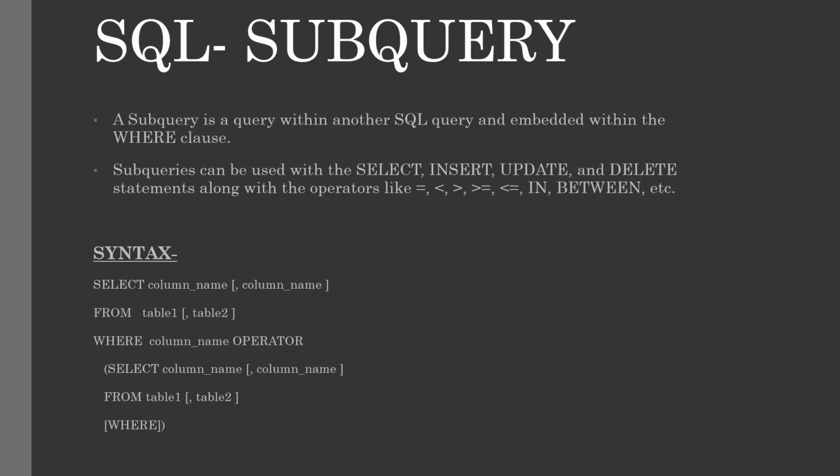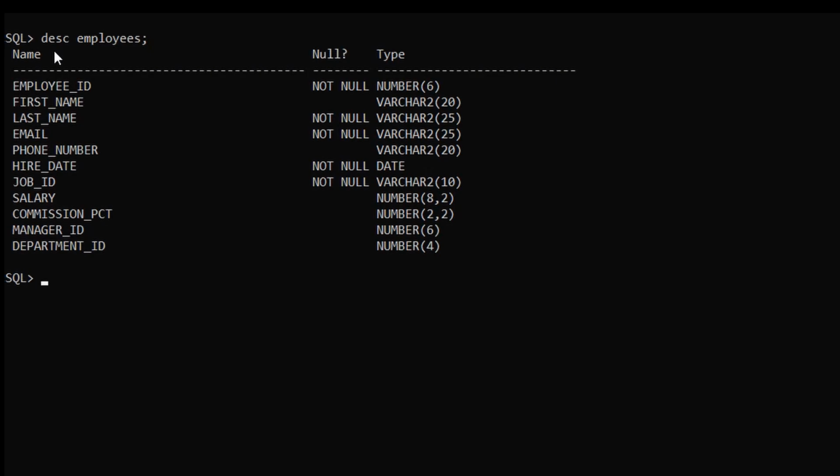Let me show you how we can use subqueries with some simple examples. So this is the SQL command line interface, and today we are going to use subqueries on the employees table. Let me show you its metadata. For this, just type the describe command, which is desc, and the table name, which is employees. As you can see, these are the columns present in the employees table along with their data types.